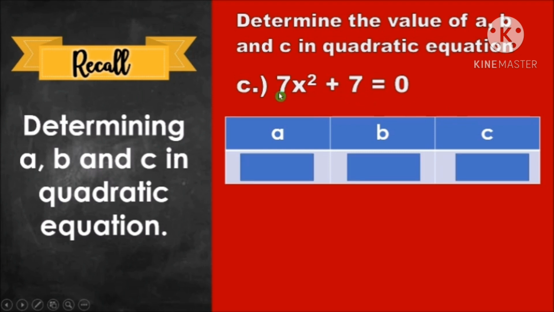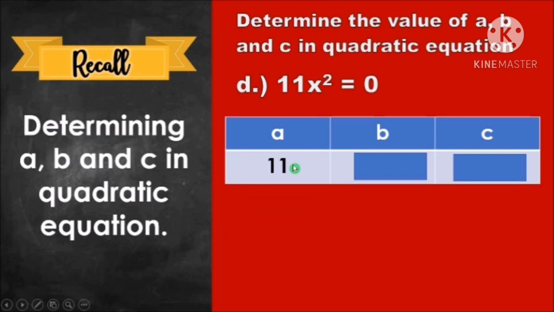For letter C, we have 7x squared plus 7 equals 0. Ang ating A ay 7, ang ating B ay 0 dahil wala naman tayong x sa ating problem. Then our C is 7. For letter D, 11x squared equals 0. Our A is 11. Since wala tayong makikitang x at number alone from the problem, therefore, our B would be 0 and our C ay 0 din.